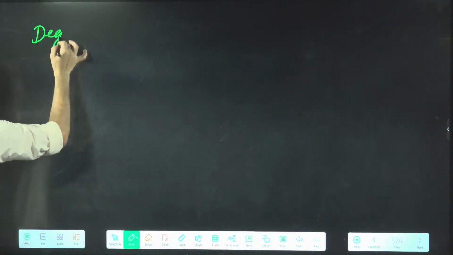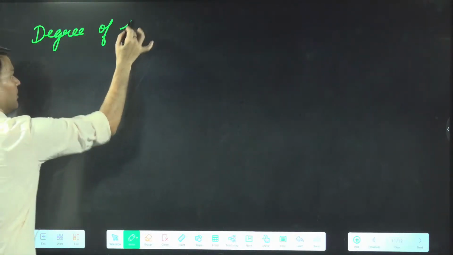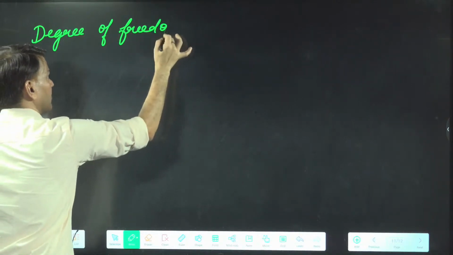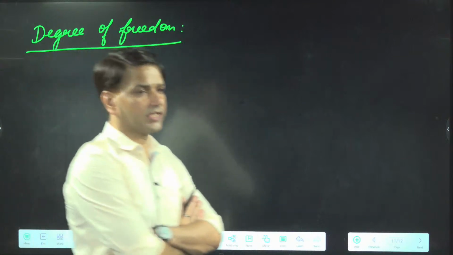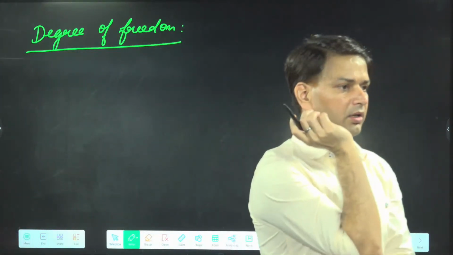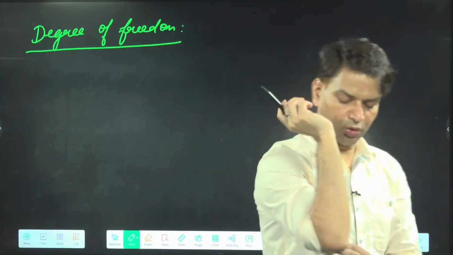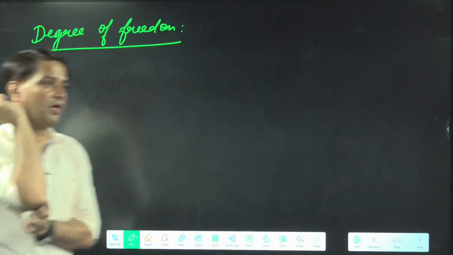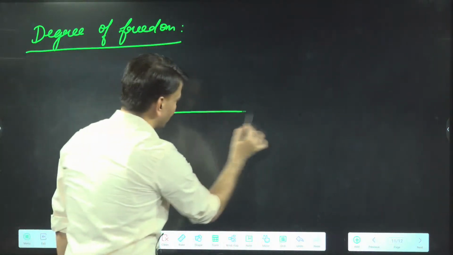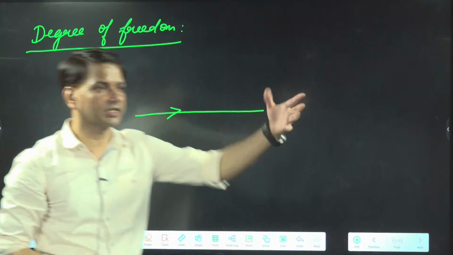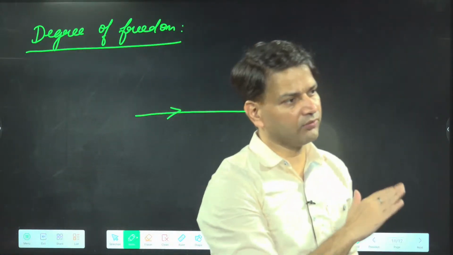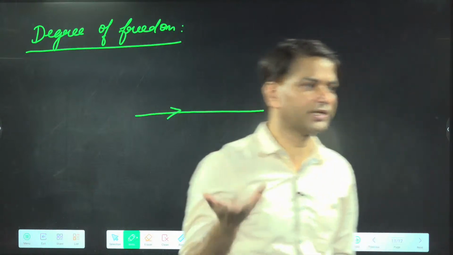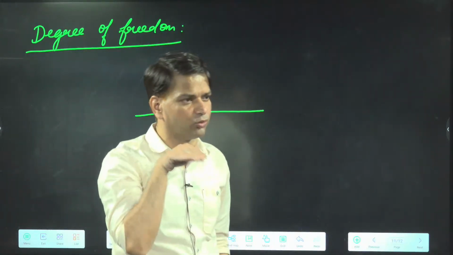Now next topic is the degrees of freedom. So what is the degree of freedom? Suppose kinematics is going on. Any particle is free to move only in particular direction, x direction or y direction or z direction. So we can say in how many ways the particle can move. So it has only one option, that it can move in a straight line.